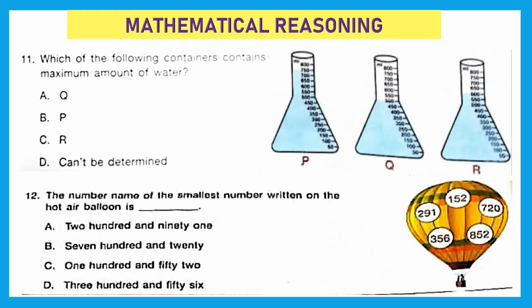Moving to the next section, that is mathematical reasoning. Question 11. Which of the following containers contains the maximum amount of water? So it is very easy. Through visual itself, we can see that P is holding the maximum water and Q and R are having lower quantity of water. Basically, P has 750 and then Q has 500 and R has 600. So the highest one is in P. Option B is the right answer, P.